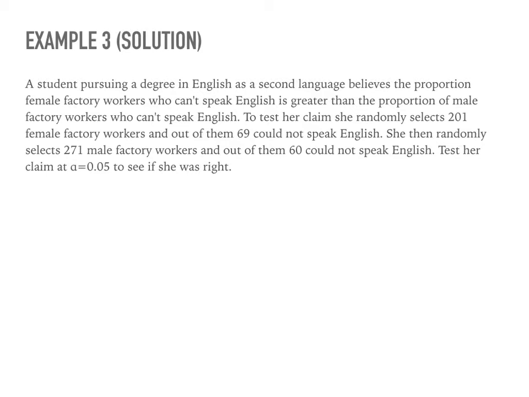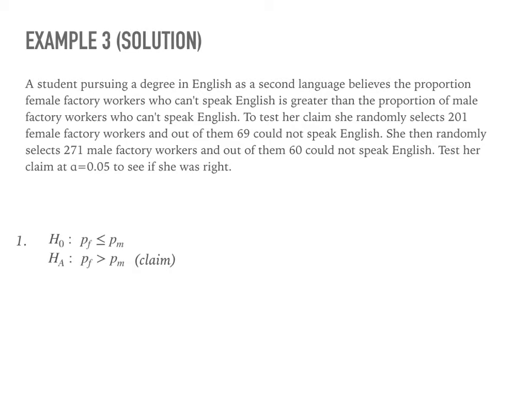A student pursuing a degree in English as a second language believes the proportion of female factory workers who can't speak English is greater than the proportion of male factory workers who can't speak English. To test her claim, she randomly selects 201 female factory workers, and out of them, 69 could not speak English. She then randomly selects 271 male factory workers, and out of them, 60 could not speak English. Test her claim at alpha equals 0.05 to see if she was right.